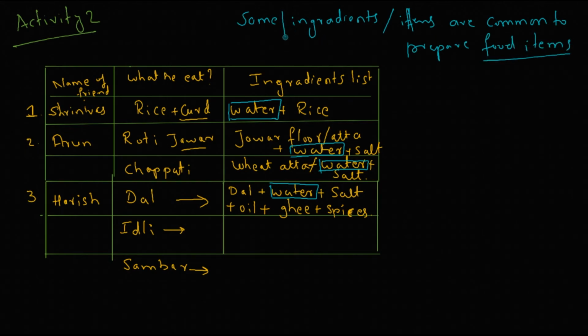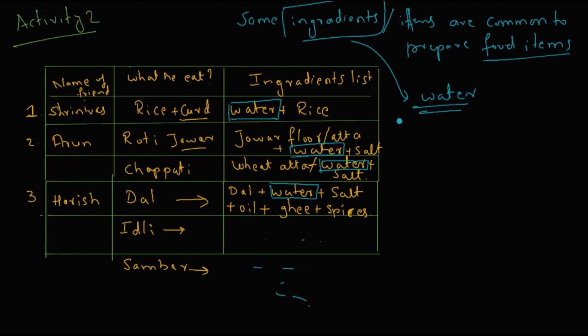Try to understand here. Some ingredients, in this case water, are common. So like that, we need to find some ingredients which are common. I request you to write what people eat, what your friend eats, then divide and find the ingredients, and then mark the common items with a highlighter in your book. Let's understand how many things are prepared with common ingredients. Let's discuss those things in detail in the next video section.